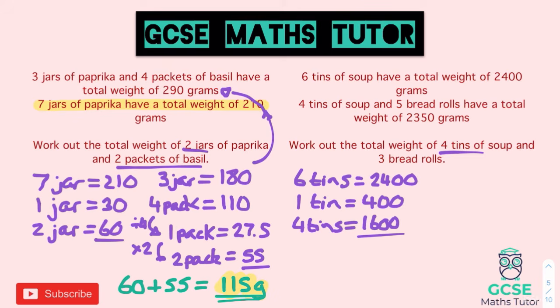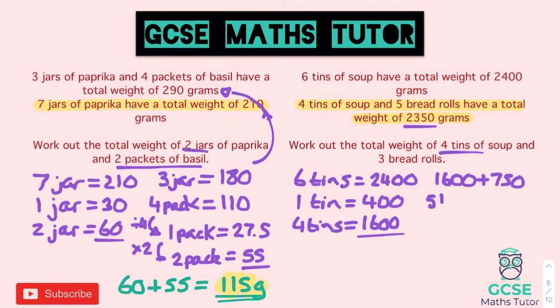So moving on to that second bit of information here where it says that 4 tins of soup and 5 bread rolls have a weight of 2,350. Well, that's quite nice because we've already got the 4 tins. So if we do 4 tins, which is 1,600, how much extra is it to get to that 2,350? Of course, what we're doing here is 2,350 take away 1,600, but that is an extra 400 to get to 2,000 plus an extra 350, which is an extra 750. So we've got 750, and that is related to the 5 bread rolls.